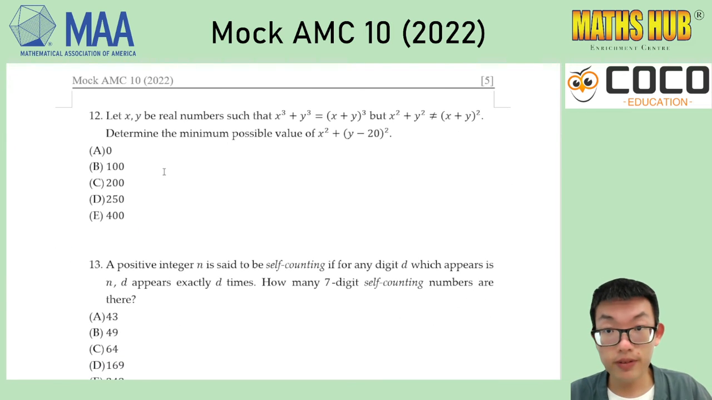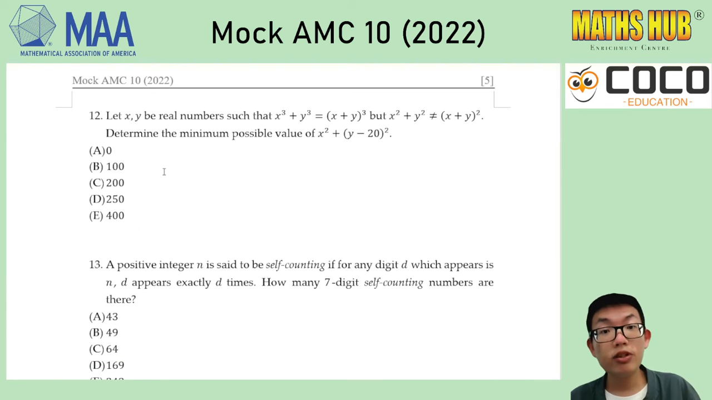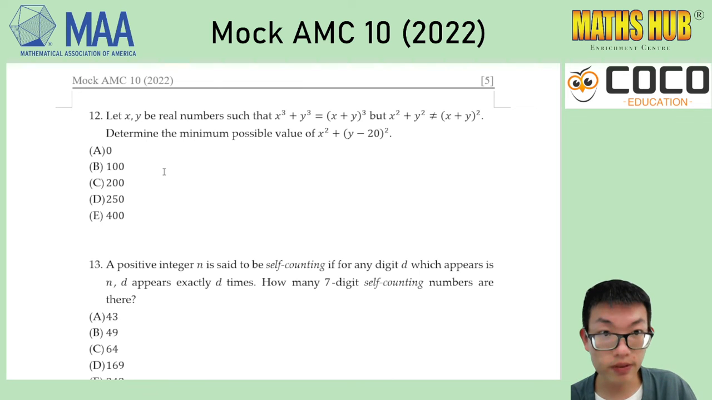Question 12. Let x, y be real numbers such that x cubed plus y cubed equals (x plus y) cubed, but x squared plus y squared is not (x plus y) squared. Determine the minimum possible value of x squared plus (y minus 20) squared.